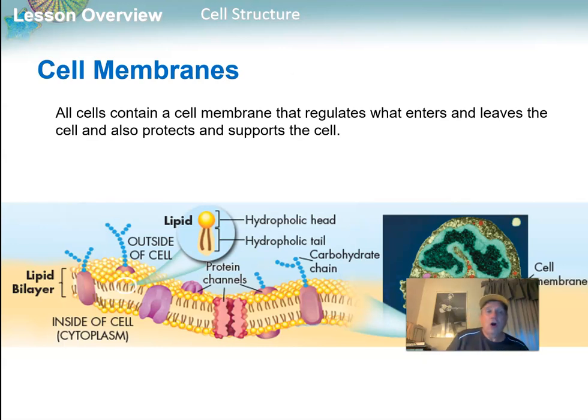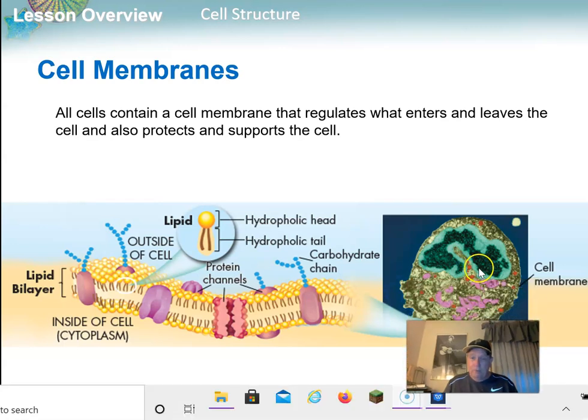Cell membranes. All cells contain a cell membrane that regulates what enters and leaves the cell and also protects and supports the cell. Here is our cell membrane. This says bilayer. That means it has two layers. As you can see here, there's one layer, two layers. When you look at this picture of the cell membrane, this is the outside of the cell. This is the inside of the cell. And cells are functioning usually in a liquid environment of water. If you look over here, there's actually a picture of a cell, and you can see the cell membrane.